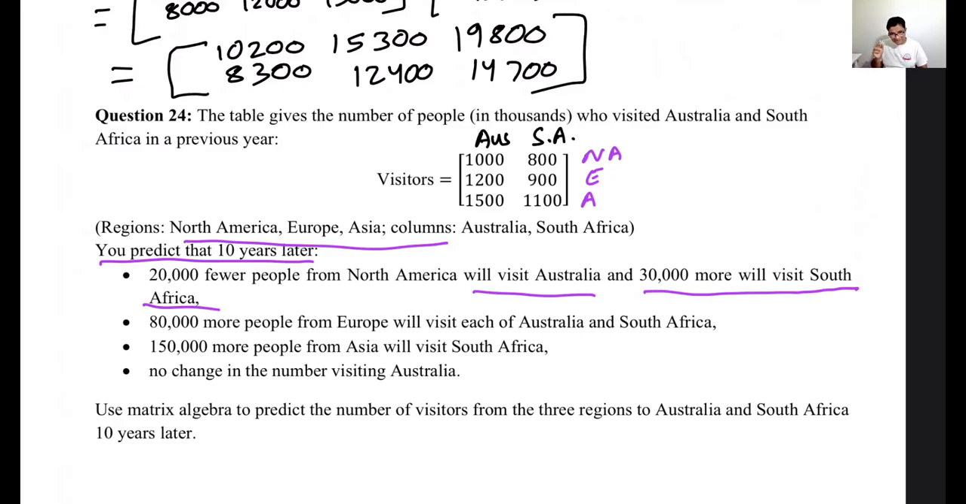Use that information now to do matrix algebra and predict the number of visitors 10 years later. So how would you incorporate this predictions data into that matrix? Think of that. How would you do this using matrix operations? You are only given one matrix. So how would you go about processing the rest of the data? Again, pause, think, and then listen to me.